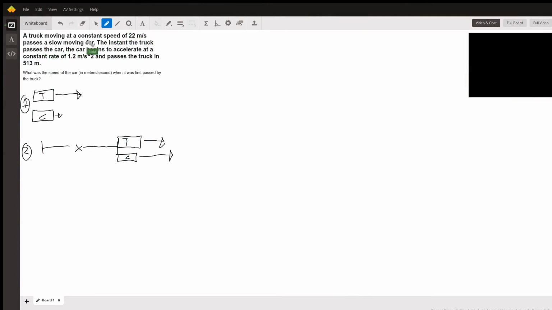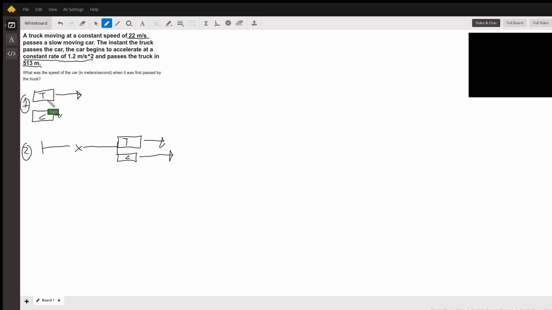Alright, so we have a truck moving at a constant speed of 22 meters per second, and it passes a slow-moving car. The instant the truck passes, the car begins to accelerate at a constant rate of 1.2 meters per second squared and passes the truck in 513 meters.